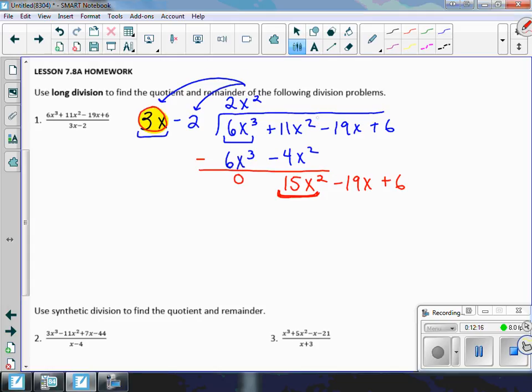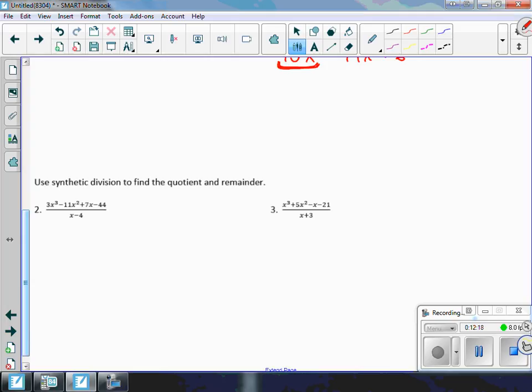Finally, I would like you to do questions 2 and 3 with synthetic division. Do not forget, when you set up for synthetic division, inside the box, if you're dividing by x minus 4, you place a 4, and then write out your terms 3, negative 11, 7, and negative 44. Skip a line, draw a line. Go back to your notes to figure out how to finish that problem. Tomorrow, I'll show you how long division and synthetic division connect to finding imaginary roots. So I'll leave you with that little cliffhanger.